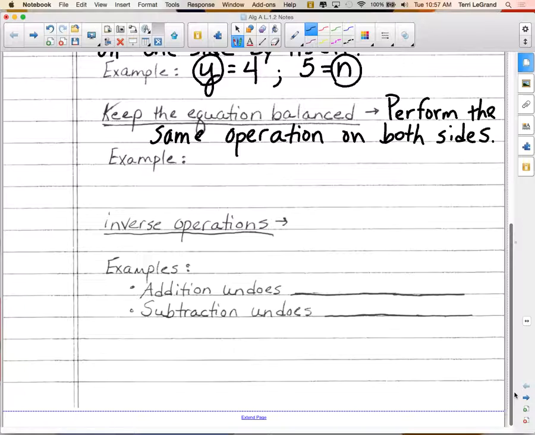Let me give you an example. How about if I have the equation x plus 6 equals 10? If I wanted to isolate the variable, I'd have to get rid of that 6. So I would say, I'm going to take that 6 away. But now if I'm going to take 6 away from one side, what do I have to do? Take 6 away from the other side, don't I? That's called playing fair. Keeping the equation balanced.